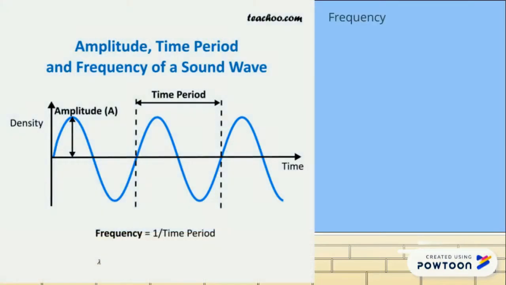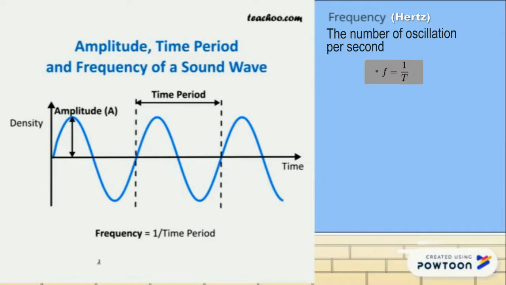Frequency is the number of oscillations per second. The unit is hertz, and the frequency means how frequently the particles of a medium vibrate when a wave moves through the medium. And the formula is frequency equals 1/period.